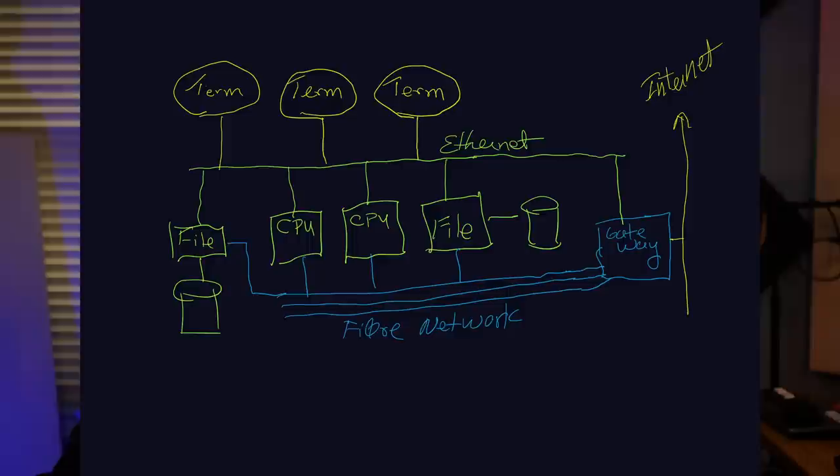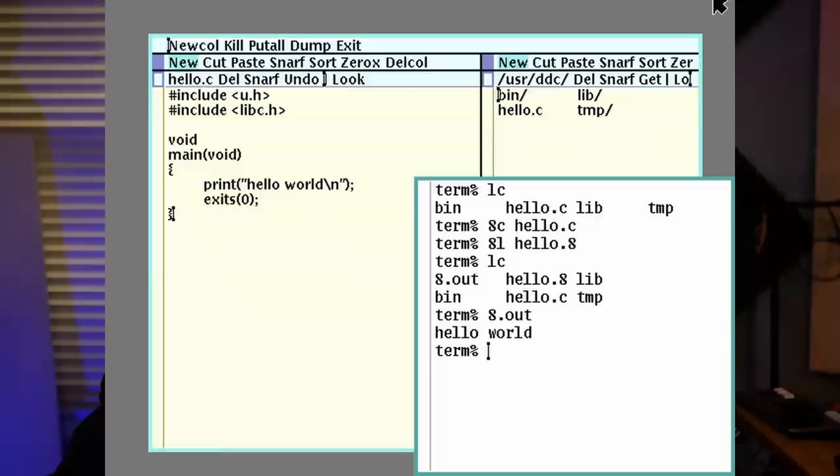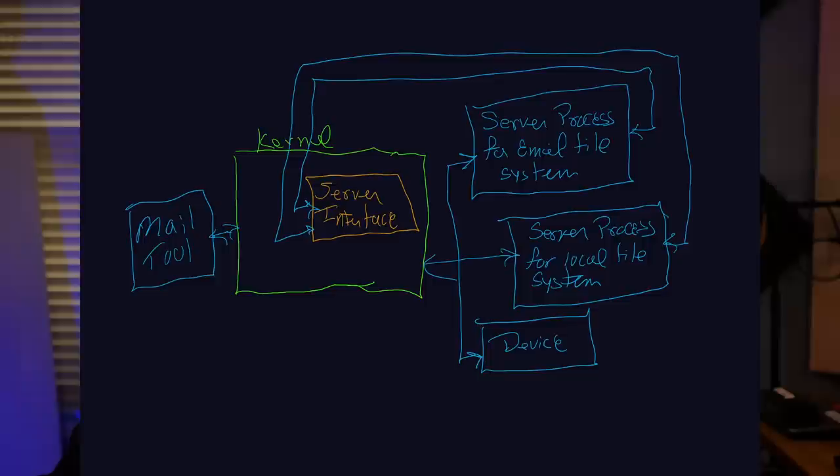To do that, they had CPU servers, and those provided computational services for Plan 9. They did things like compilation, text processing, and serving applications, but they didn't have any local file storage. So where did that come from? That came from the file servers. Those held all the permanent files.